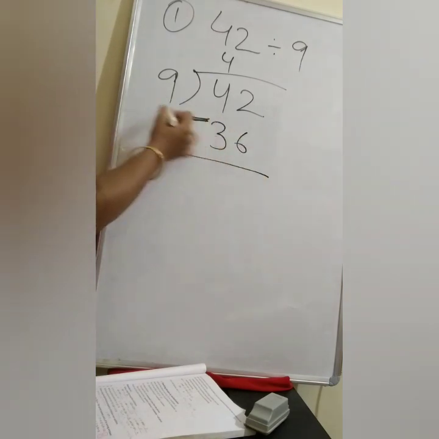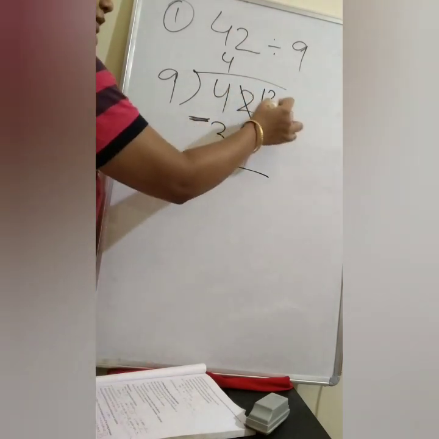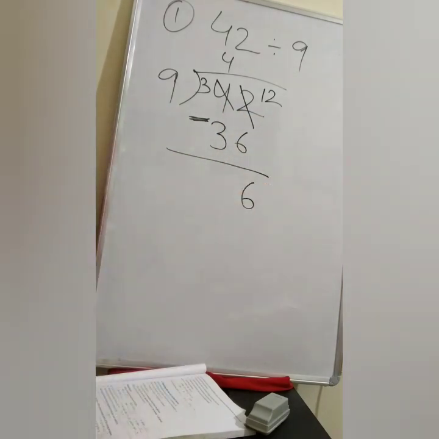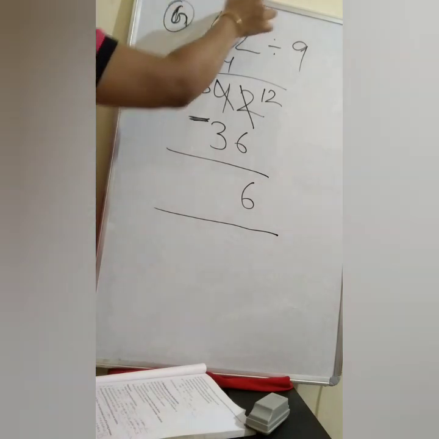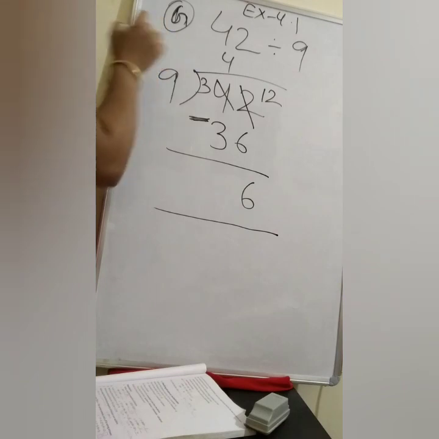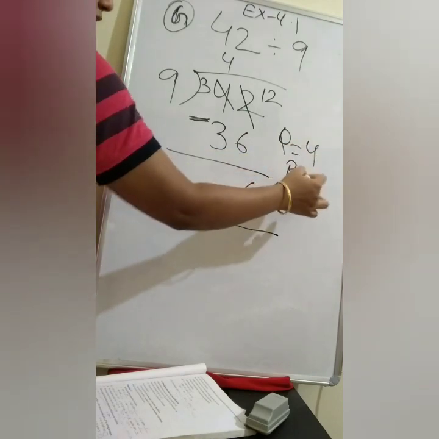Now you will subtract. In division you are going to subtract. Now subtract 42 minus 36. This will become 12, this will become 3. What is 12 minus 6? 6. Now look in your textbook, Exercise 4.1, question G, the first one. 42 divided by 9, and they have written that the quotient is 4 and the remainder is 6.